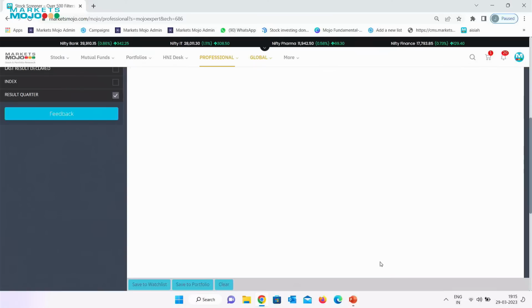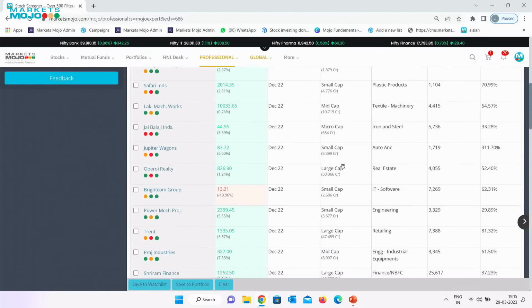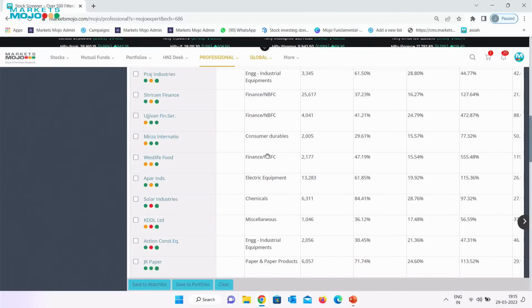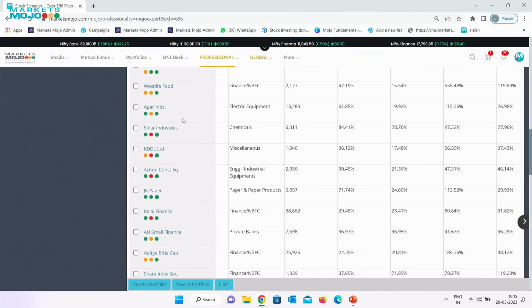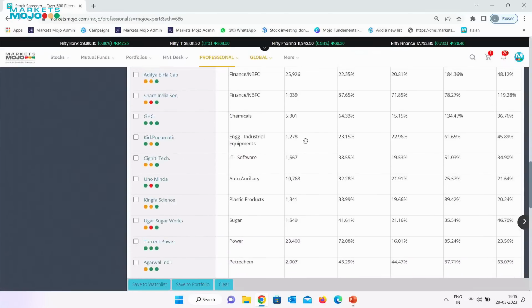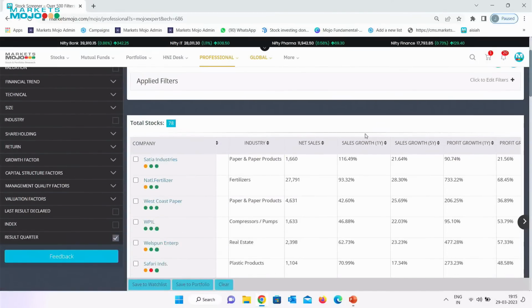Now let me run the analysis. These are the list of stocks we can see. These stocks are attractively valued and also have a high growth potential. We can see Apar Industries, JK Paper, Bajaj Finance, AU Small Finance, and so on and so forth. The PEG ratio is less than 1 and there is growth potential.